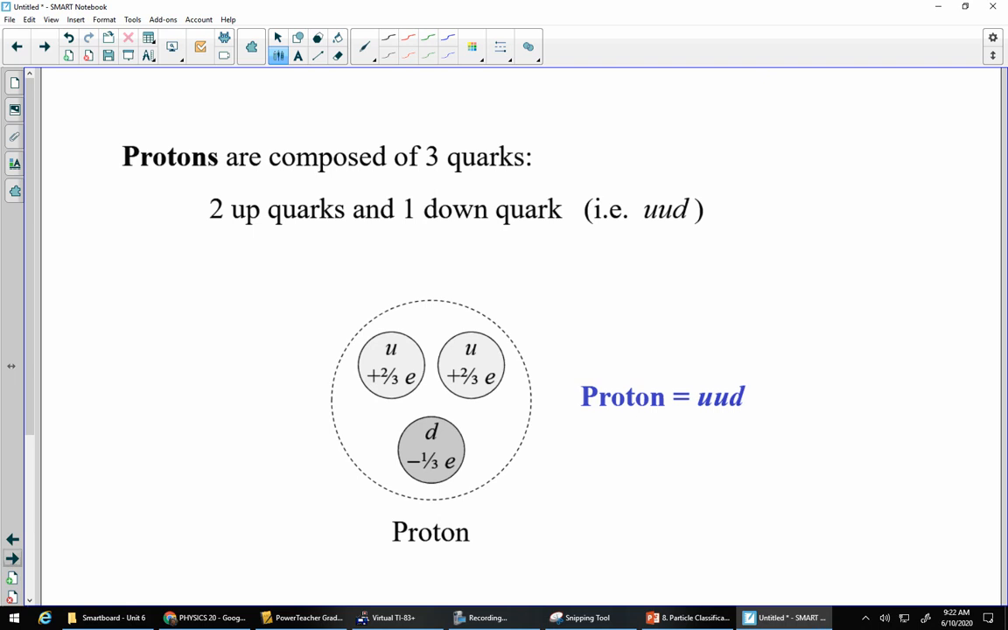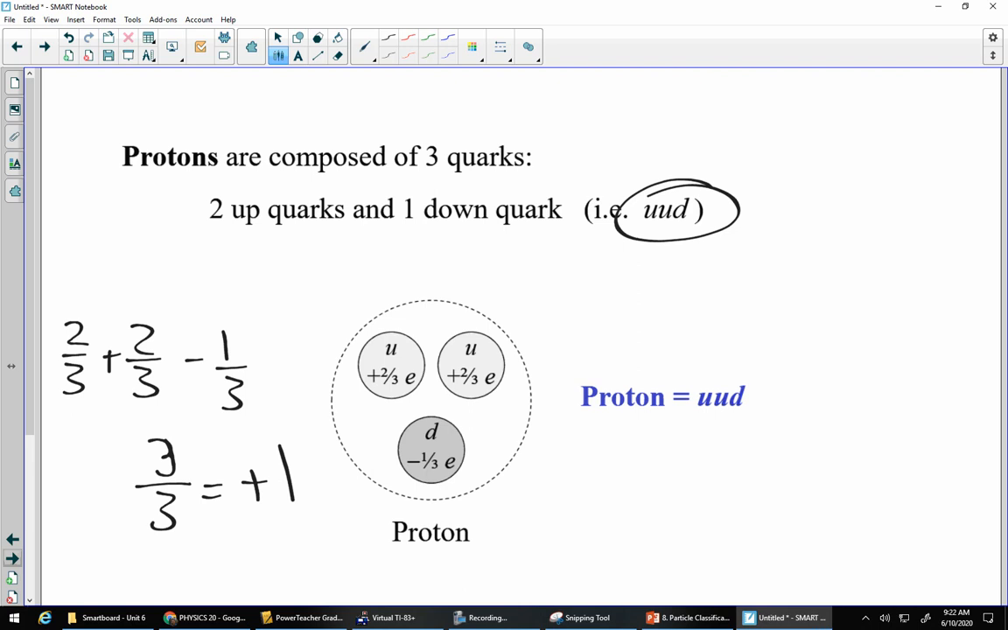So when we take a deeper look at protons, protons are actually composed of 3 quarks. There's 2 up quarks and 1 down quark. So it's up, up, down is what we're looking at. Cool. When we add that up, I've got 2/3 plus 2/3 minus 1/3. Well, that's, I guess I should do it this way, 3/3 or a charge of positive 1. Hey, that's a proton. Perfect.